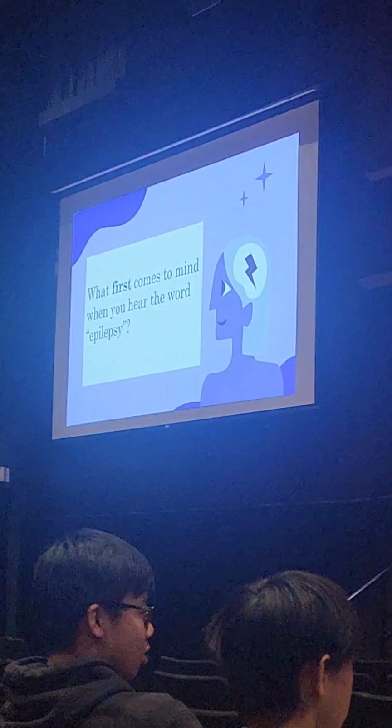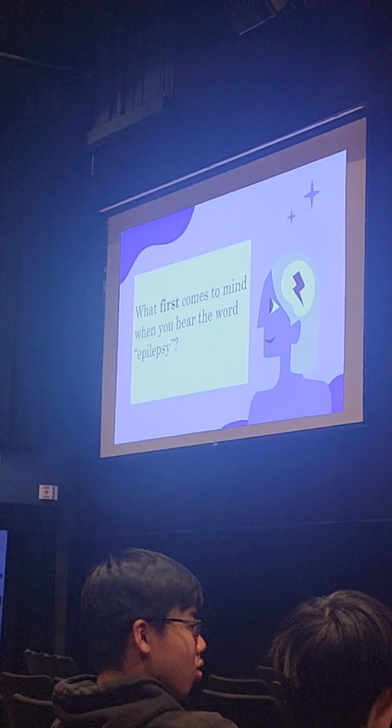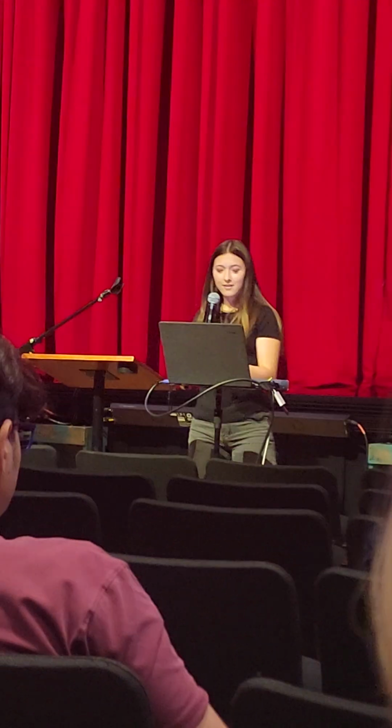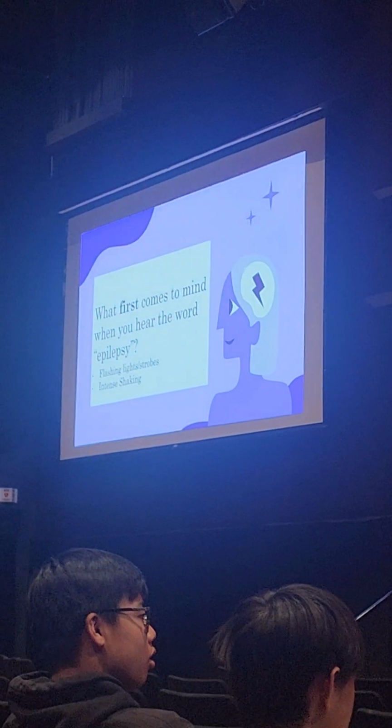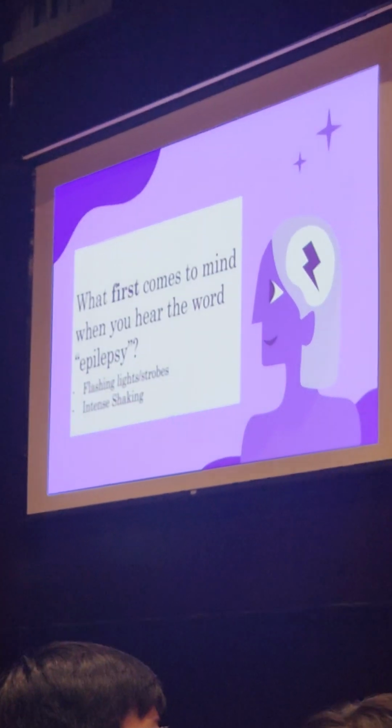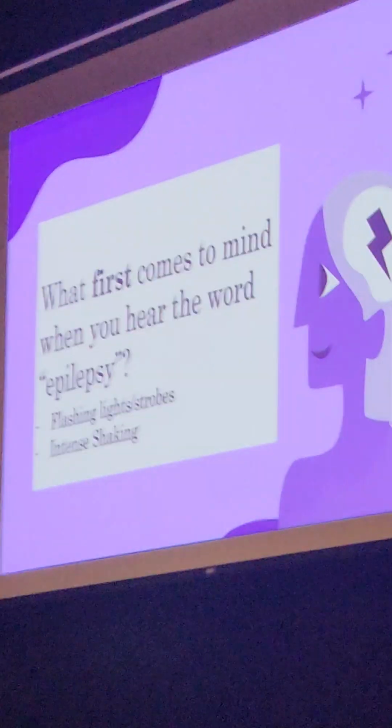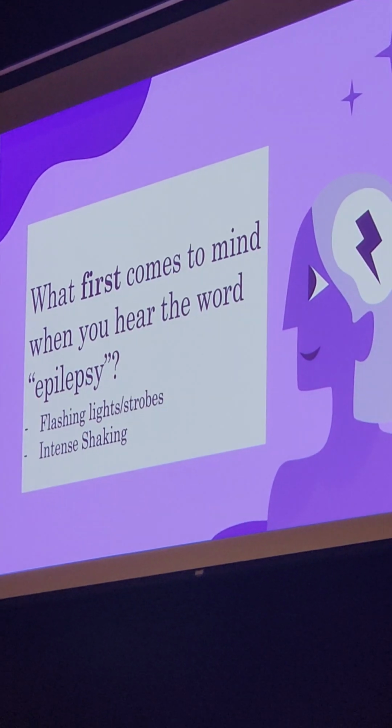Maybe just hear a couple shout-outs. Seizures. Anything else? Flashing lights. Exactly. Okay, so common assumptions are flashing lights and strobes, or seizures, specifically like intense shaking on the floor. And this is completely valid because this is how it's usually depicted in TV shows and movies and social buzz. But the truth is that's only part of the picture.